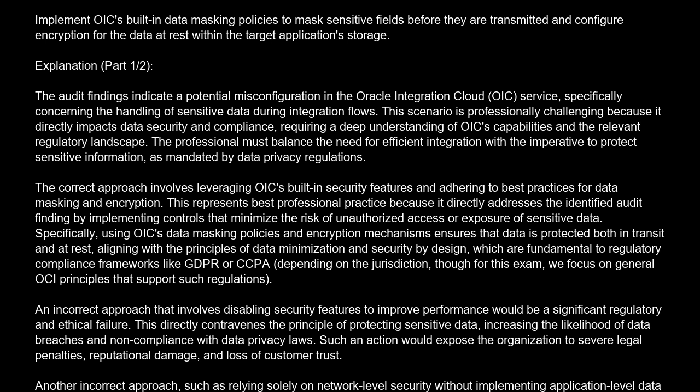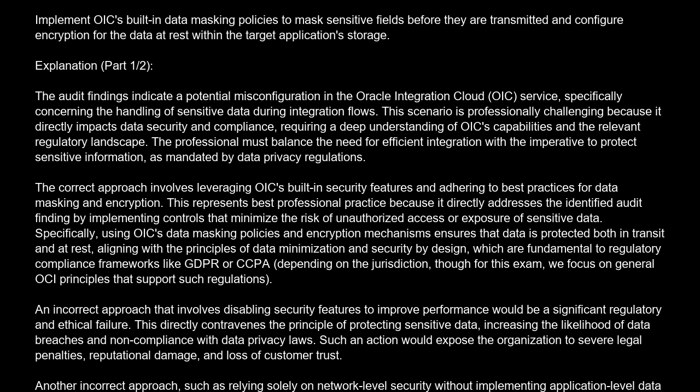This scenario is professionally challenging because it directly impacts data security and compliance, requiring a deep understanding of OIC's capabilities and the relevant regulatory landscape. The professional must balance the need for efficient integration with the imperative to protect sensitive information, as mandated by data privacy regulations. The correct approach involves leveraging OIC's built-in security features and adhering to best practices for data masking and encryption. This represents best professional practice because it directly addresses the identified audit finding by implementing controls that minimize the risk of unauthorized access or exposure of sensitive data.